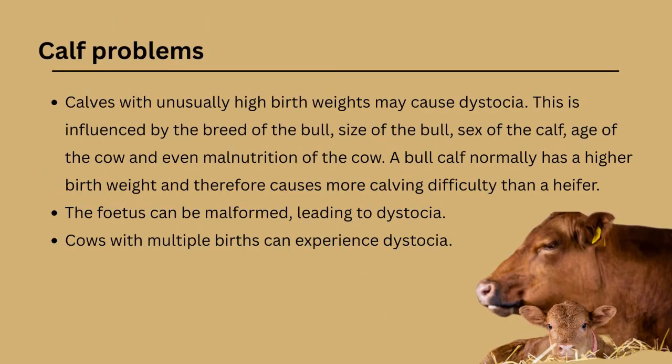Calf problems. Calves with unusually high birth weights may cause dystocia. This is influenced by the breed of the bull, size of the bull, sex of the calf, age of the cow and even malnutrition of the cow. A bull calf normally has a higher birth weight and therefore causes more calving difficulty than a heifer. The fetus can be malformed, leading to dystocia. Cows with multiple births can experience dystocia.